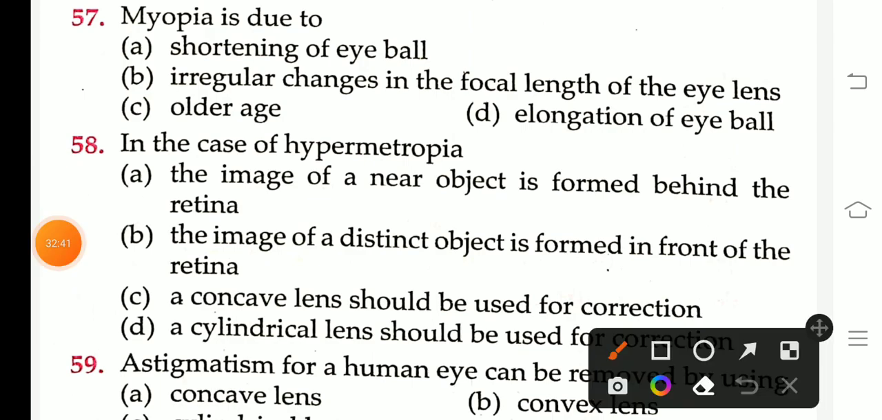Next, myopia is due to. Right answer will be option D, elongation of eyeball. Next, in the case of hypermetropia, right answer option A. The image of a near object is formed behind the retina.